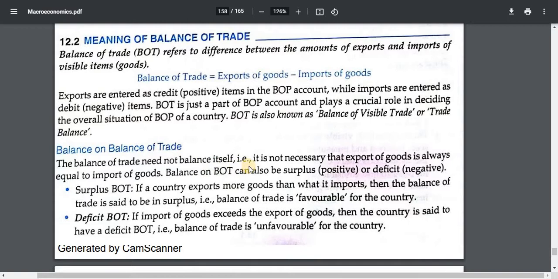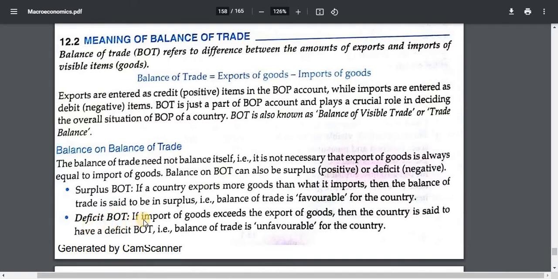Balance of trade can also be surplus (positive) or deficit (negative). Surplus BOT: if a country exports more goods than it imports, then the balance of its trade is said to be in surplus. That is, balance of trade is favorable for the country.